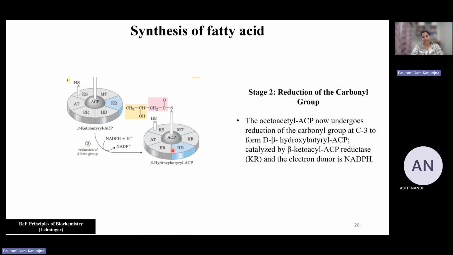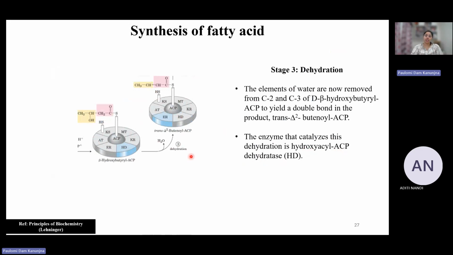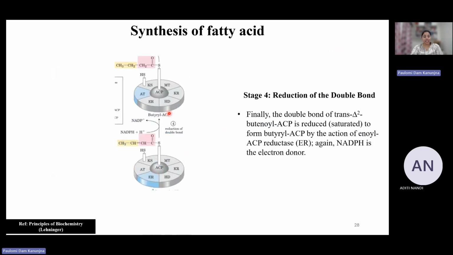Now, after the second step, this is the product. And now the HD enzyme will start activating. We know the third step is dehydration. HD is hydroxyacyl ACP dehydratase. So it is now getting dehydrated, forming trans delta 2 butenoyl ACP. The enzyme now getting activated is ER, which is basically again a reductase. So the same chain of reactions, condensation, reduction, dehydration, reduction, is what is taking place with their enzymes in action.